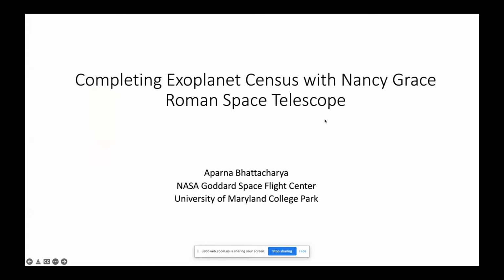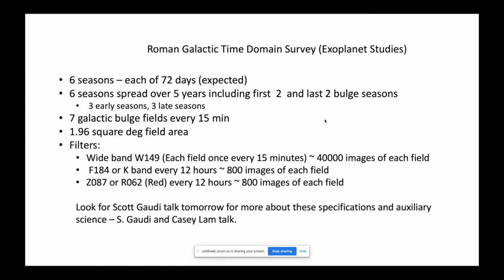Hi, I'm Aparna from NASA Goddard Space Flight Center and University of Maryland College Park. I'm going to talk about completing the exoplanet census with the Nancy Grace Roman Space Telescope. The Roman Galactic Time Domain Survey, as Julie McHenry has already mentioned, is expected to be about 6 seasons, each of 72 days, spread over about 5 years, including the first 2 and last 2 bulge seasons.